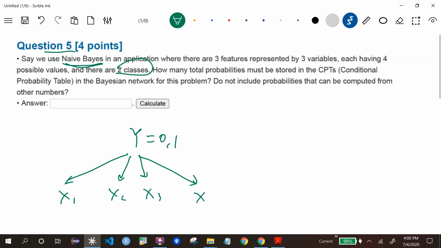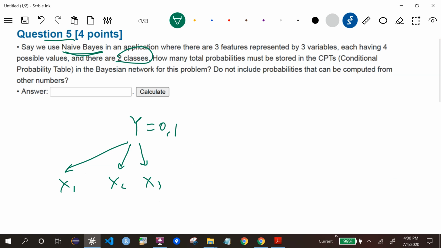How many features? There are 3 features, X1, X2, and X3. Each one has 4 values, so 0, 1, 2, and 3. So the same for X2 and X3. So the question is, how many of these CPTs do we need?